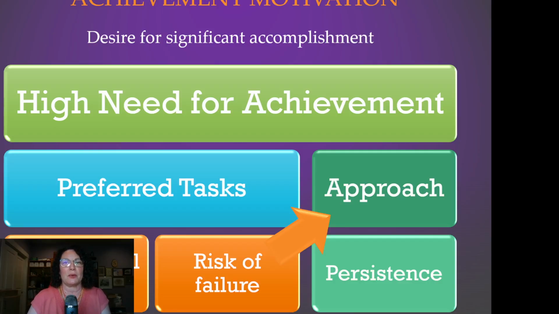So that's why a person who is high in the need for achievement, when they're engaging in an activity that has a possibility of failure, tends to display persistence. They tend to put in the effort, hoping to achieve the goal.